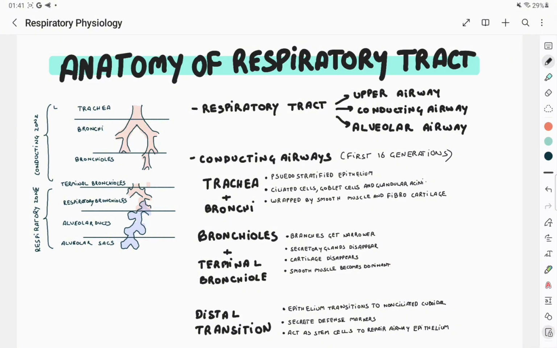Bronchioles and terminal bronchioles are narrower than bronchi. The secretory glands and cartilage begin to disappear here, and smooth muscles become the dominant layer. Towards the distal end of conducting airways, epithelium transitions to non-ciliated cuboidal cells. These secrete defense markers and also act as stem cells to repair damaged airway epithelium.